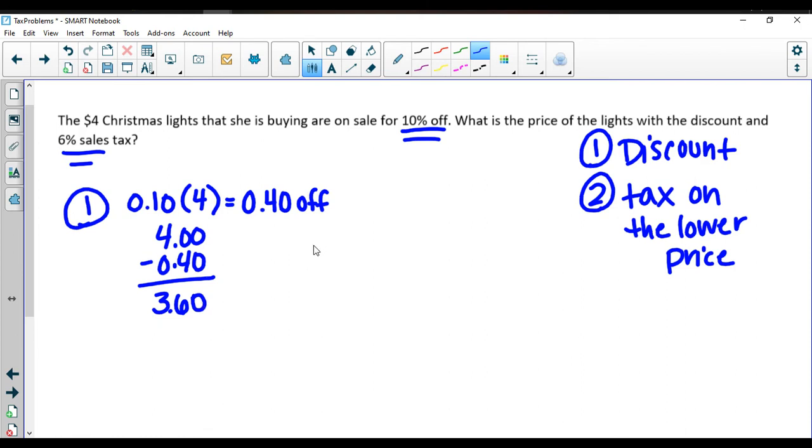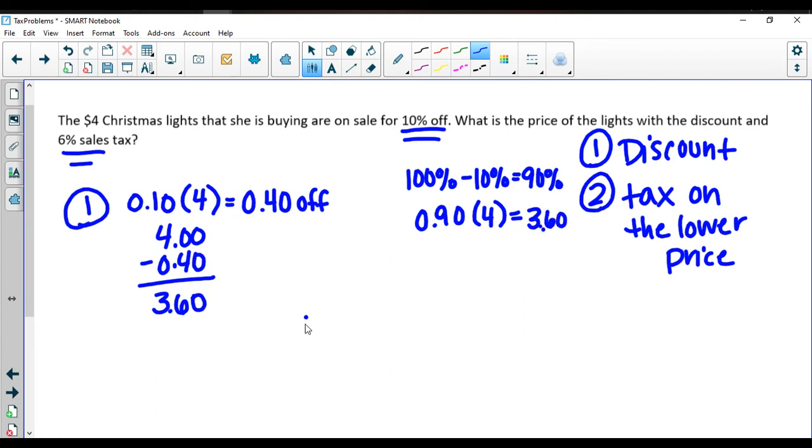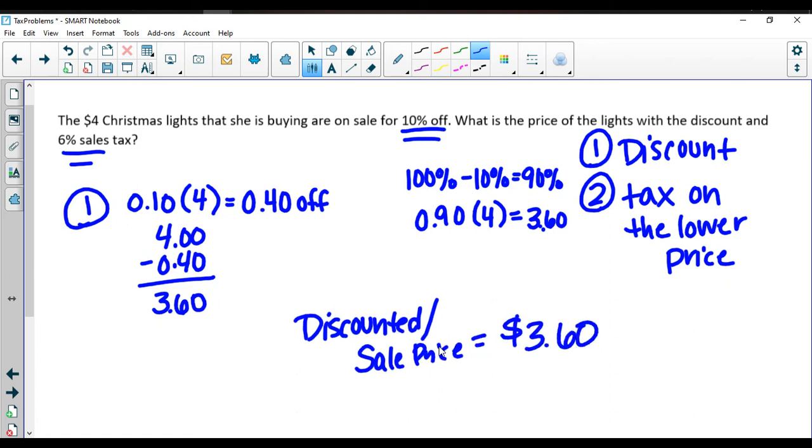If you would like to look at method 2 for this one, there's another option. Since you're getting 10% off, the full price of the lights is 100%. You get 10% off, so now you're only paying 90% of the original price. 90% is 0.90 multiplied by 4, and you'll still get $3.60 for the price of the lights. So the discounted price or the sale price is $3.60.